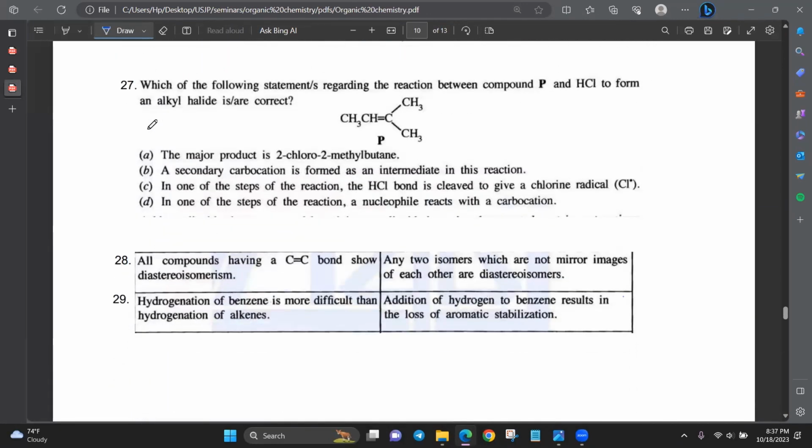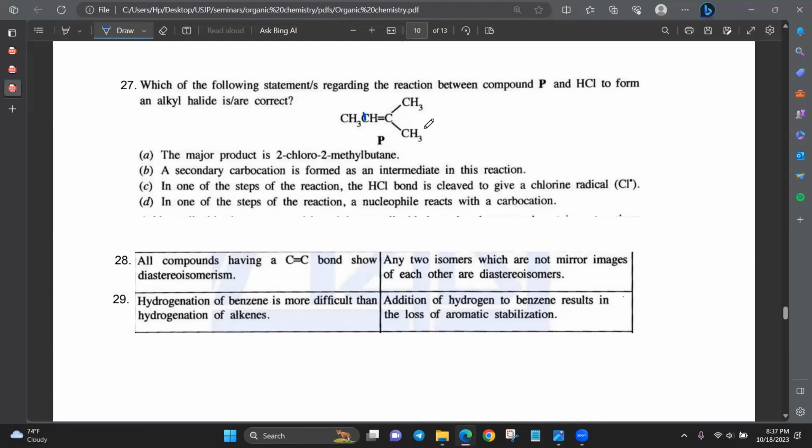Which of the following statements regarding the reaction between compound P and HCl to form the alkyl halide is correct? Now compound P is there, react it with HCl, the same way we did it with HBr. Just do it from the mind quickly. If it is an alkene, it is an electrophilic addition reaction. How is the addition going to happen? H plus is the electrophile. H plus will get added to the carbon which has more number of hydrogens. Which carbon will it get added to? This carbon only has 1 hydrogen. This carbon does not even have a hydrogen. So to this carbon only, that hydrogen will get attached.